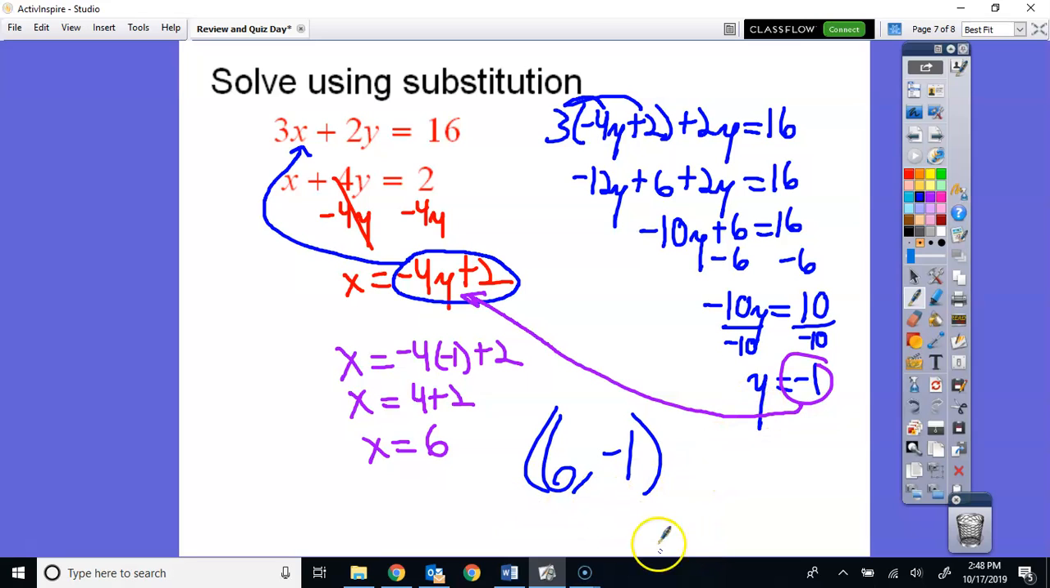Again, when you have one solution like that, it's consistent and independent. Remember, those names are not the most important part. The most important part is that you know how to get your solution.